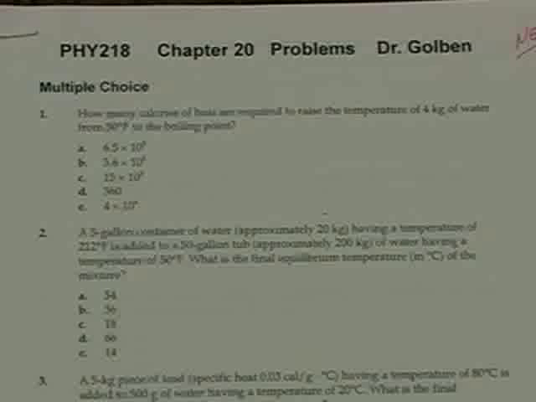Chapter 20, problem number 1. How many calories of heat are required to raise the temperature of 4 kilograms of water from 50 degrees Fahrenheit to the boiling point?